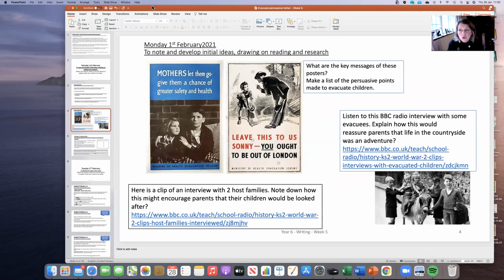Now, you've probably got a good idea of what these are anyway, but we want to make sure that they are in line with what communication was going out at the time. So here are some resources that you can look at. You can look at the key messages in these propaganda photos, which you're all now familiar with. But also we've got two audio recordings on the BBC. They're interviews of evacuees and interviews of host families, and that might help you with getting across what the two key messages are. So that's the first thing you need to do.